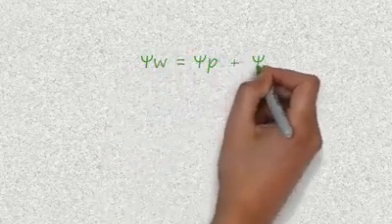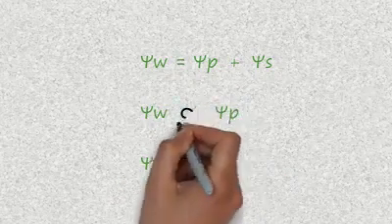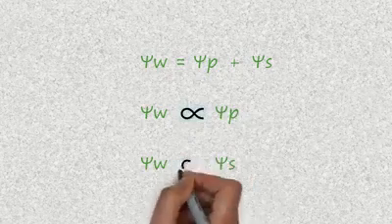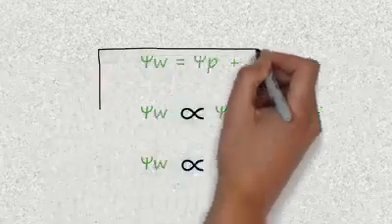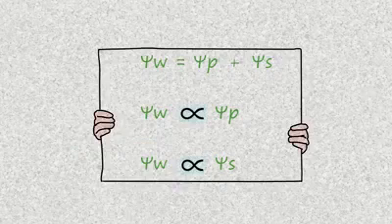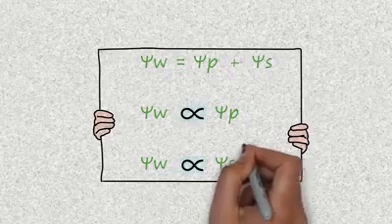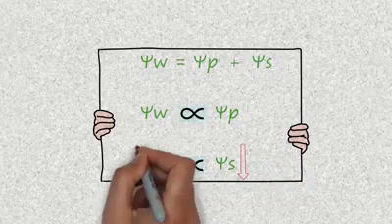So let's look back at the equation we talked about previously, that psi W is equal to psi P plus psi S. Based upon this equation, I can straightaway say that psi W is directly proportional to psi P, and similarly psi W is directly proportional to psi S. It means that if you have higher solute potential, you will have higher water potential and vice versa. So let's say if there is a solution which has less solute potential, it will have less water potential.